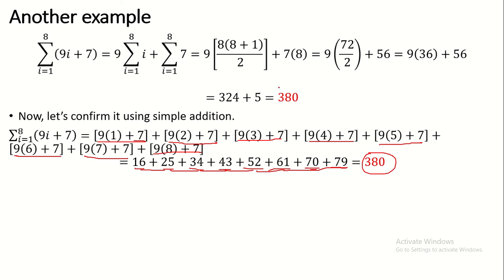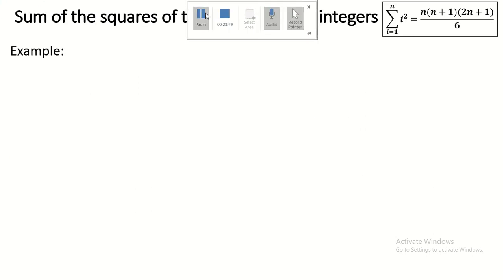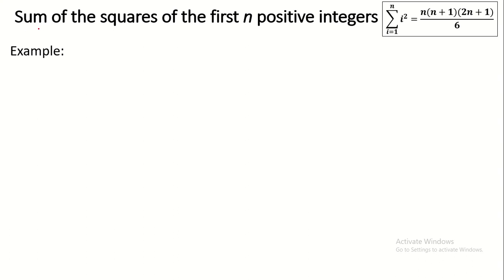So the answers are still the same by using simple addition and by using the formulas in finding the sum of the first n positive integers and the sum of a constant. Okay, so next we have the sum of the squares of the first n positive integers. The formula is summation of i squared from i equals 1 up to n is given by n times the quantity n plus 1 times the quantity 2n plus 1, divided by 6.